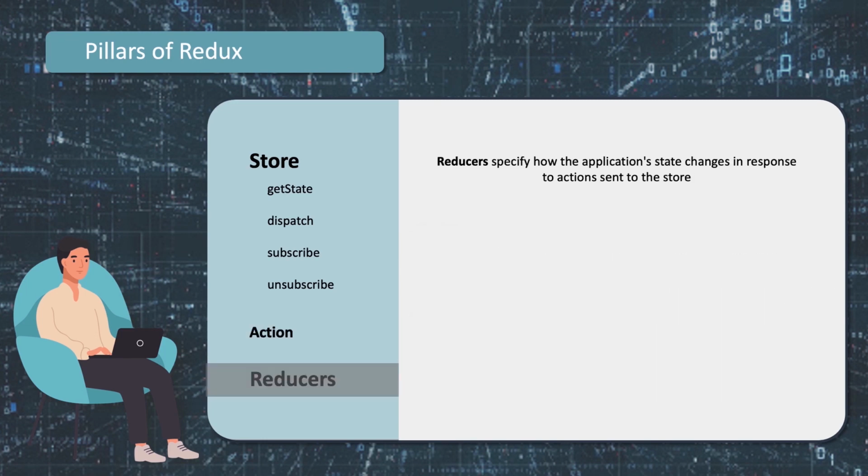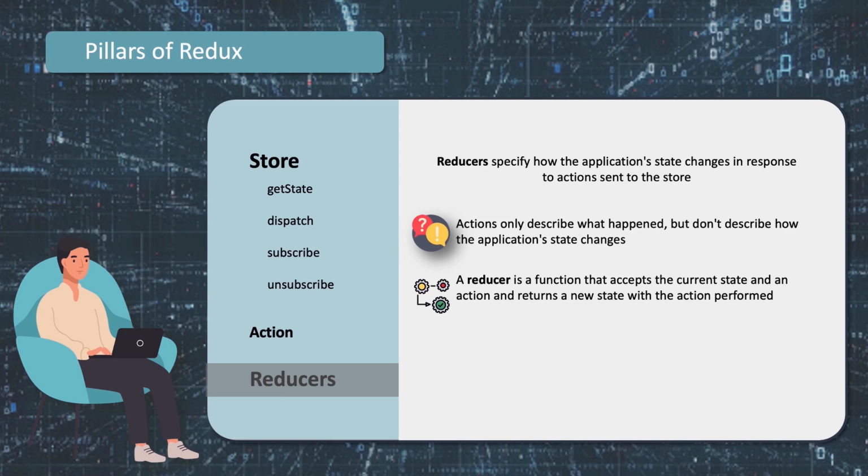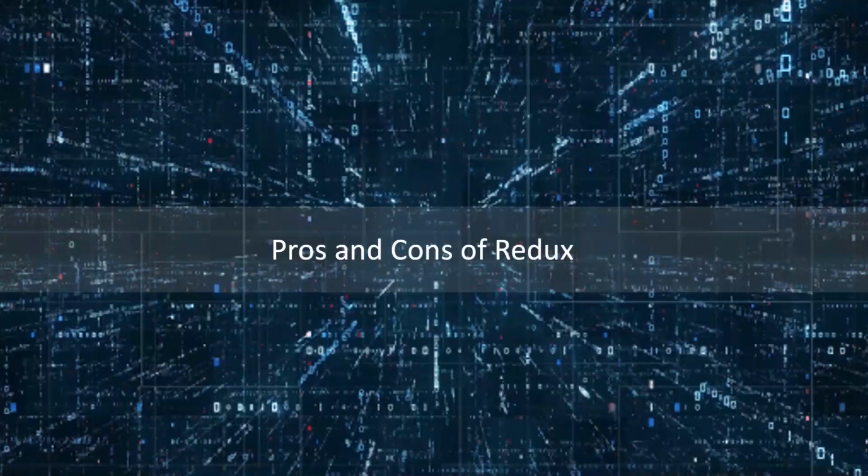And finally, reducers specify how the application state changes in response to actions sent to the store. Actions only describe what's happened, but don't describe the application state change. A reducer is a function that accepts the current state and an action and then returns a new state with the action performed. And then finally, you can use the combineReducers utility, which can combine reducers in an app into a single index. So let's look at the pros and cons of using Redux, because nothing is perfect.